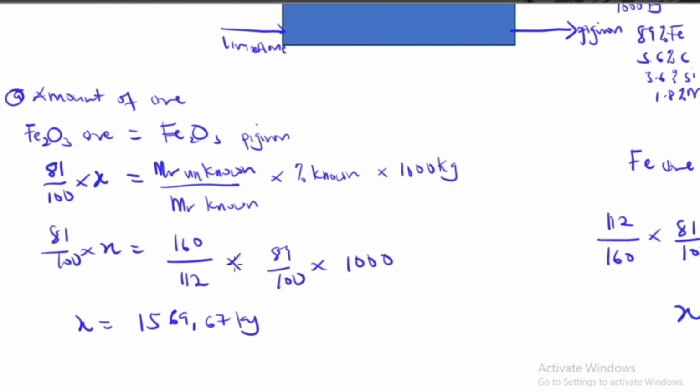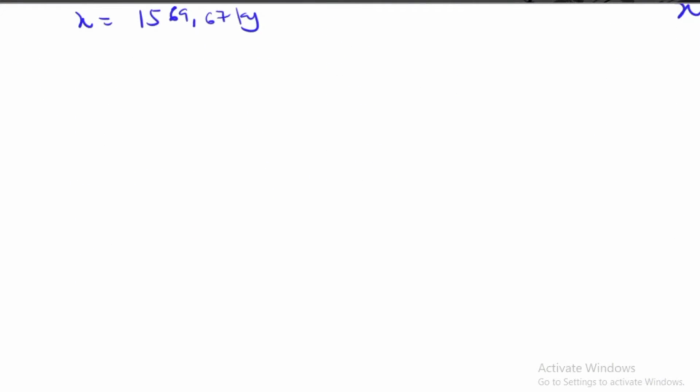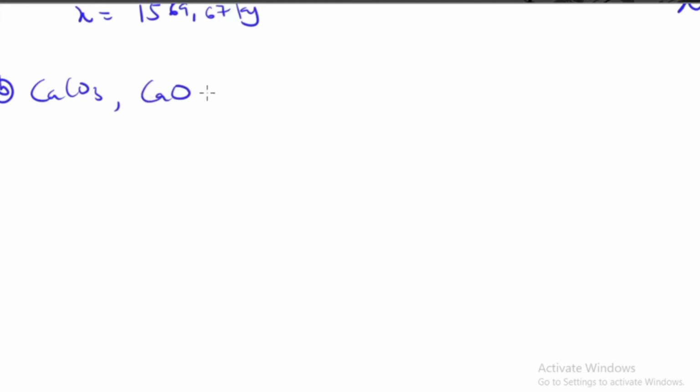Now let's move on to number 2. In question B, they are asking us to find the amount of flux needed. For the amount of flux needed, what we were told is that the flux, which is calcium carbonate, is converted into calcium oxide, which represents 45% of the slag. You get it? So you have 45% of the slag.